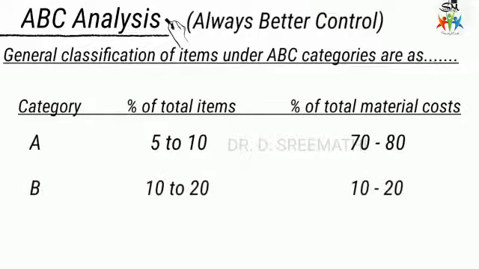And for category B materials, the percentage of total items, the quantity of the items, is 10 to 20% only, and the value of material is also 10 to 20%. And for category C materials, the percentage of total items or quantities goes to 70 to 80%, huge quantities, but the percentage of total material cost is 5 to 10% only.